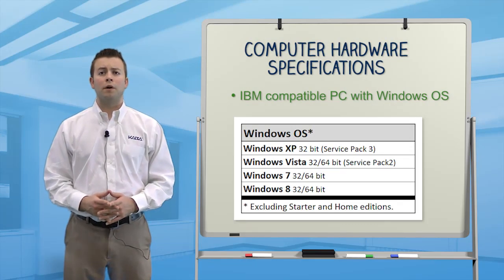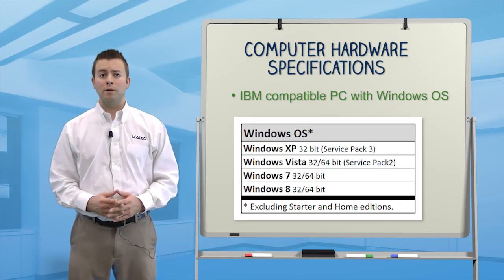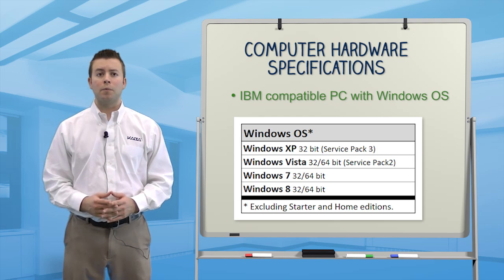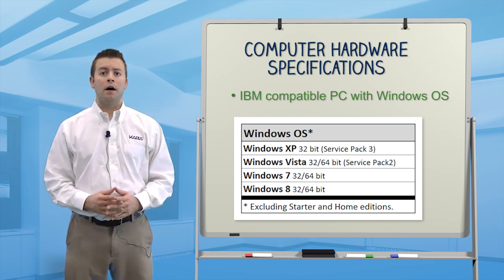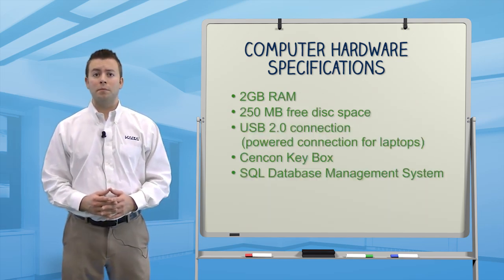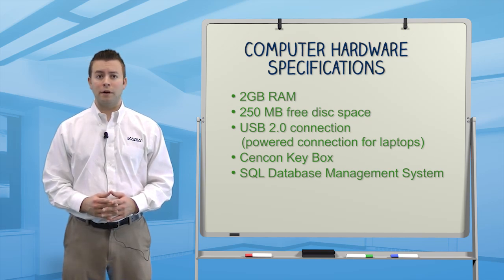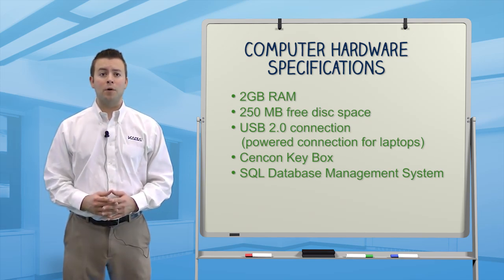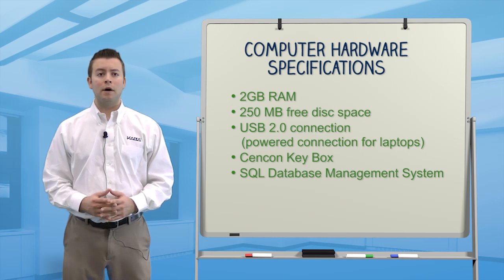For the Cencon software to operate correctly, you'll need a computer with a Windows operating system. The supported operating systems are listed here. Additionally, you'll need 2 GB of RAM, 250 MB of hard drive space, and a USB 2.0 or higher connection. A Cencon keybox is required along with a SQL database management system.